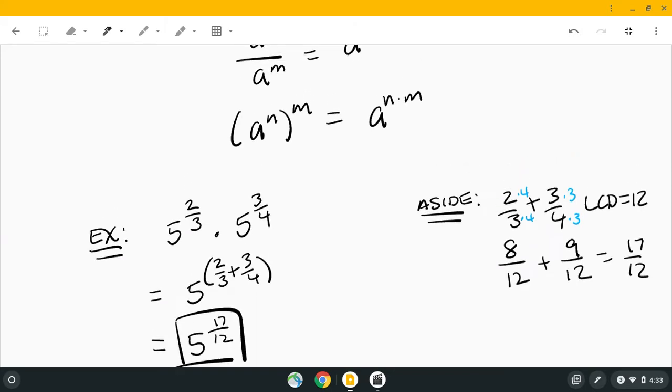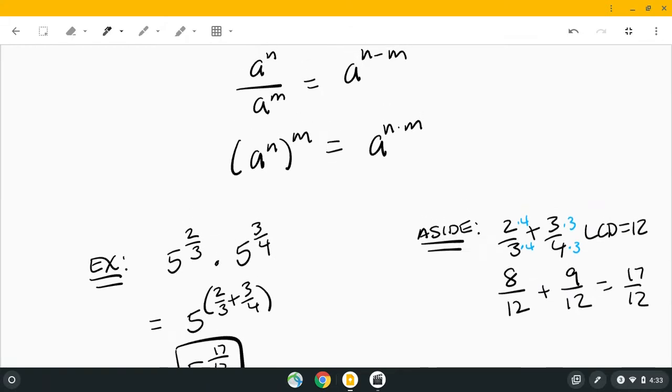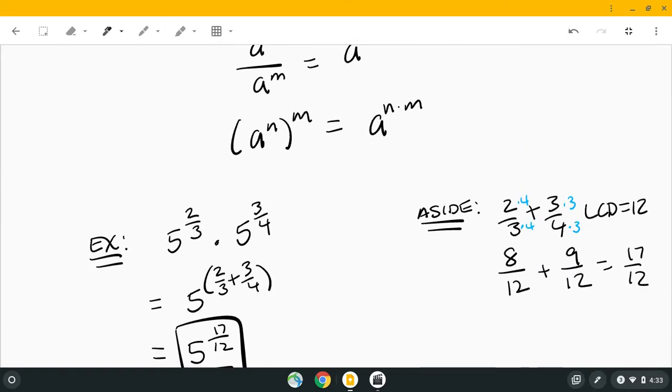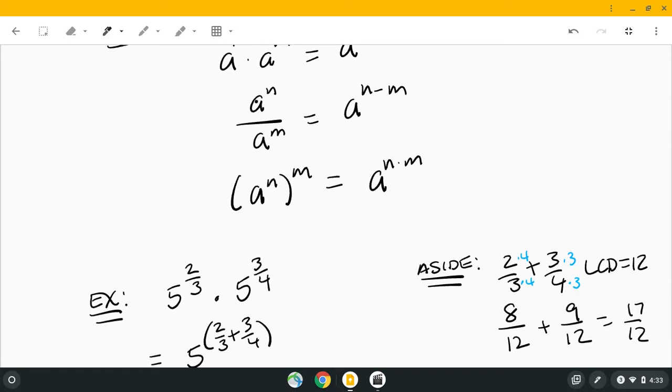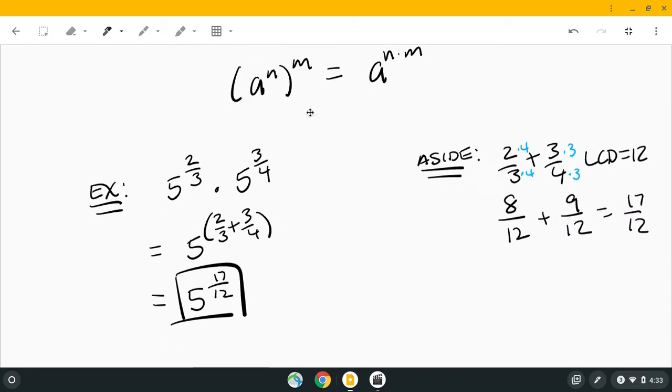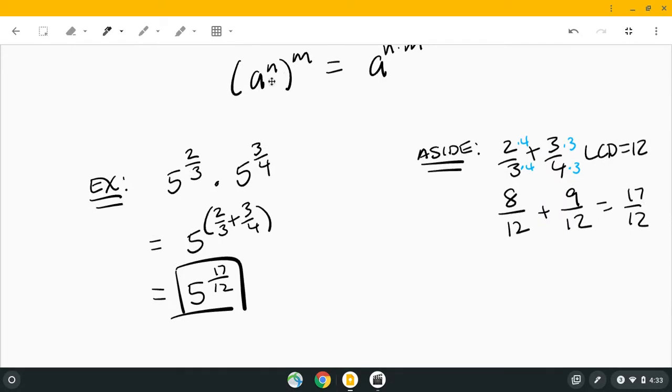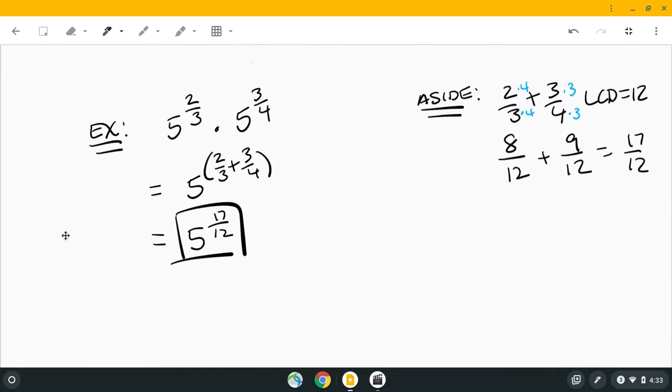Just keep that in mind. Same thing here: if you have subtraction, you would have to do this where you get the common denominator. And then let's do one last example.